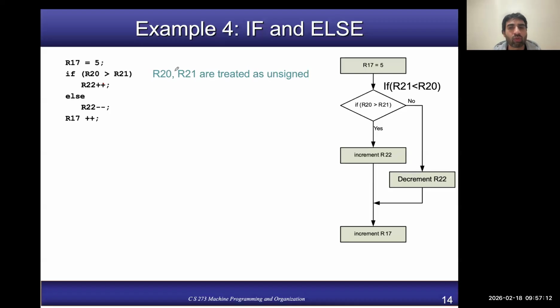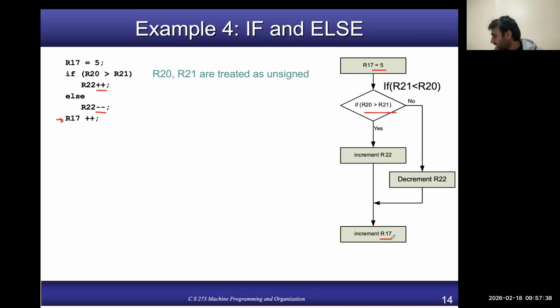So what is the program? We basically want to put 5 in R17, right? And then if R20 is greater than R21, then increment R22. If not, then decrement R22. And then this instruction is independent of the if-else, so it will always be executed, which is increment R17, right?